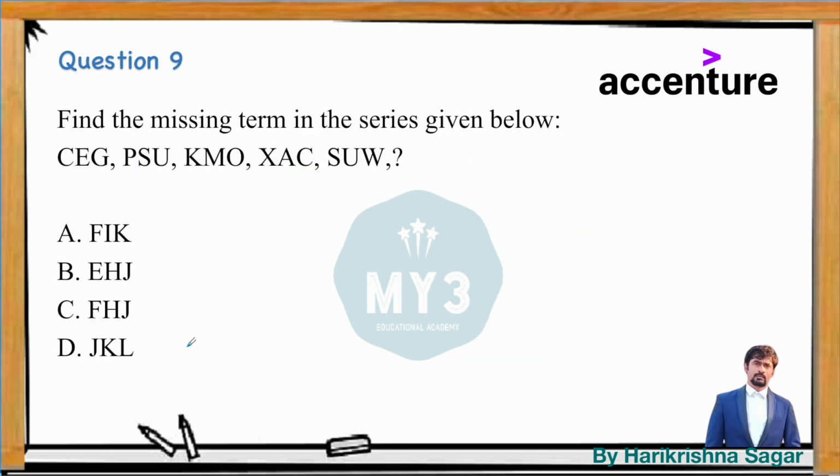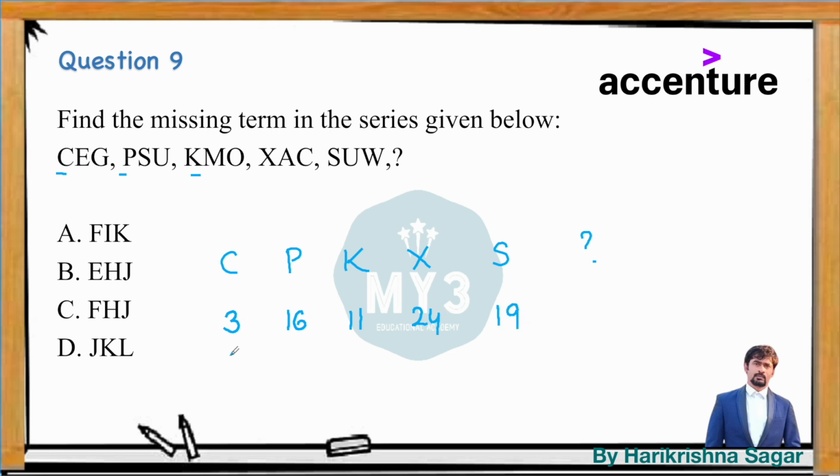Let's take the next question available here. They are given complete letters here, not a mixed series. They are asking what is the next term. If you observe here, I am just observing the first terms: C, P, K, X, S. What is the next term is the question. If I take them in the form of numbers: 3, 16, 11, 24, 19.